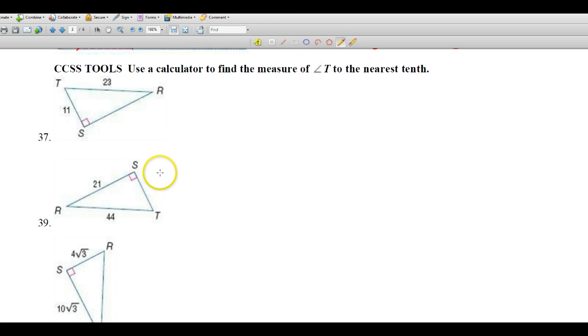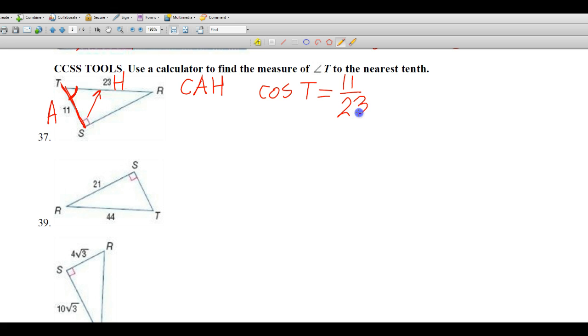Number 37, use a calculator to find the measure of angle T to the nearest tenth. So we're looking for angle T. So from this angle, the sides that we are given is the side next to the angle, so adjacent, and the side opposite from the right angle, so hypotenuse. And from SOHCAHTOA, the ratio that we'd be using is cosine, which is adjacent over hypotenuse. So the cosine of angle T is equal to adjacent over hypotenuse.